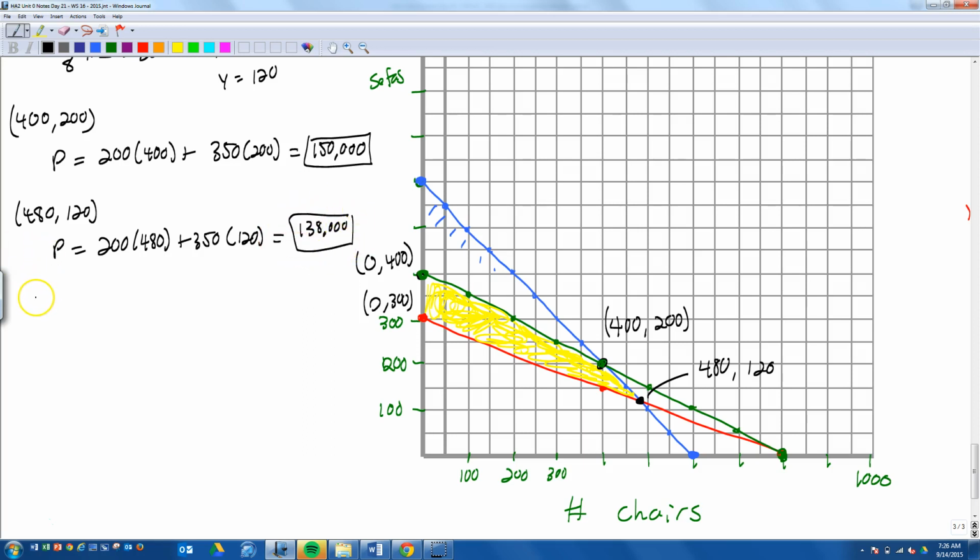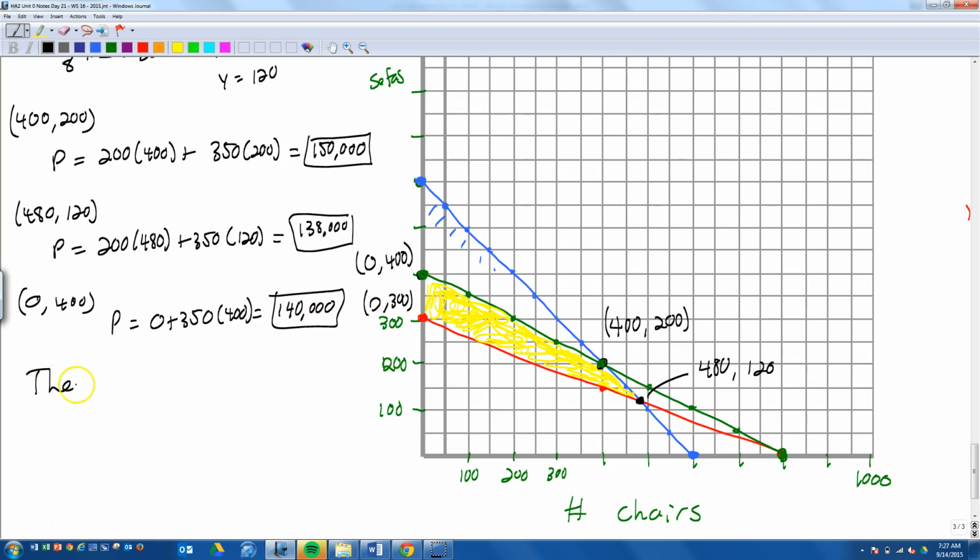The third points are 0, 300 and 0, 400. Well, if you look at it, hopefully you guys can see that 0, 400 is going to be better than 0, 300, just because, are you going to make more profit if you sell 300 or 400 sofas? Well, hopefully 400 if there's an extra 350 per sofa. So if you recognize that, really you only need to test the 0, 400 one just to see what the profit is. And it's 350 times 400, which is actually kind of close. It's 140,000. So the max is at 400, 200.